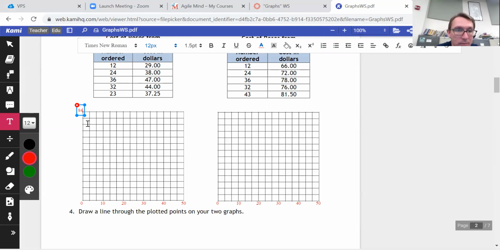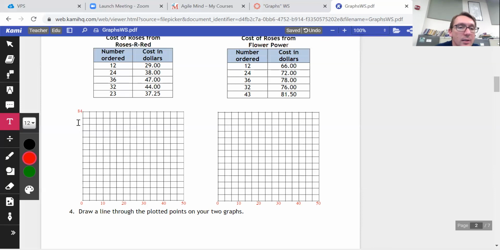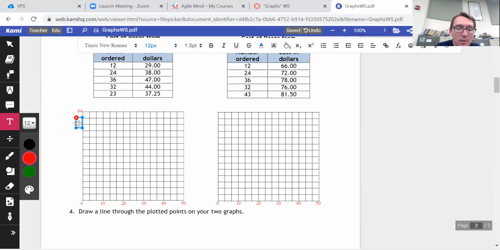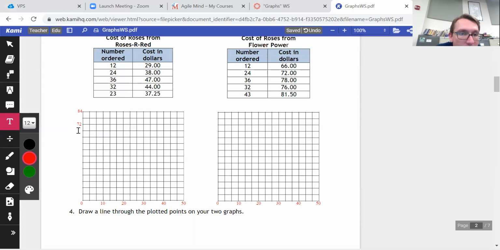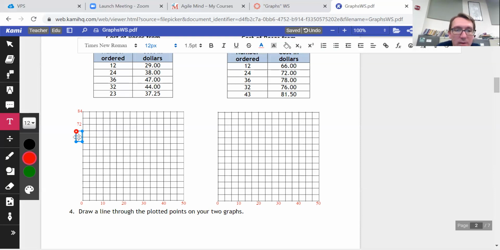84, 72, 76. Wait, yeah, that's right. 78, 72. I'm not going to label them all because that sounds like a lot of work. 60, 54, 48. So I'm making every single square be 6.